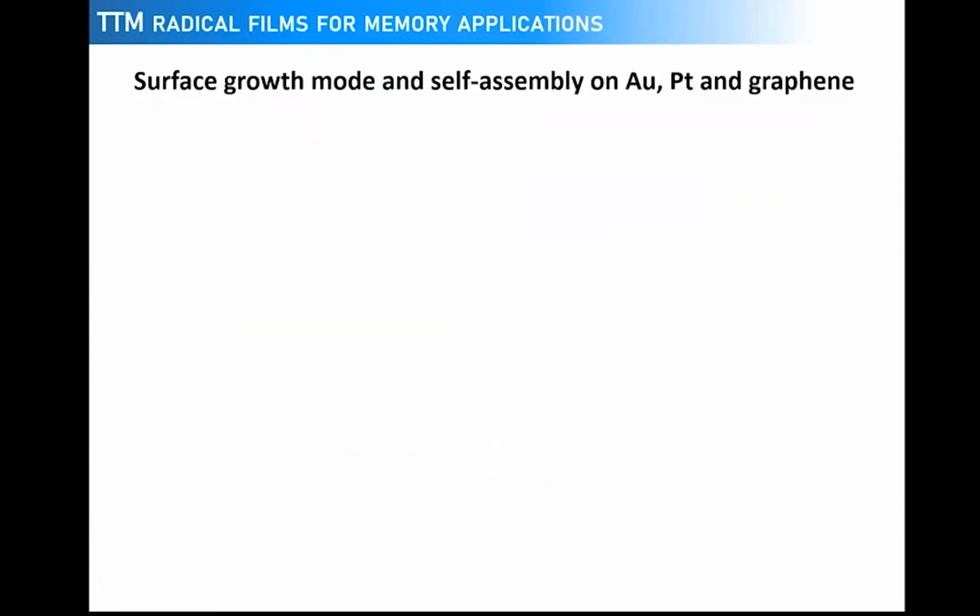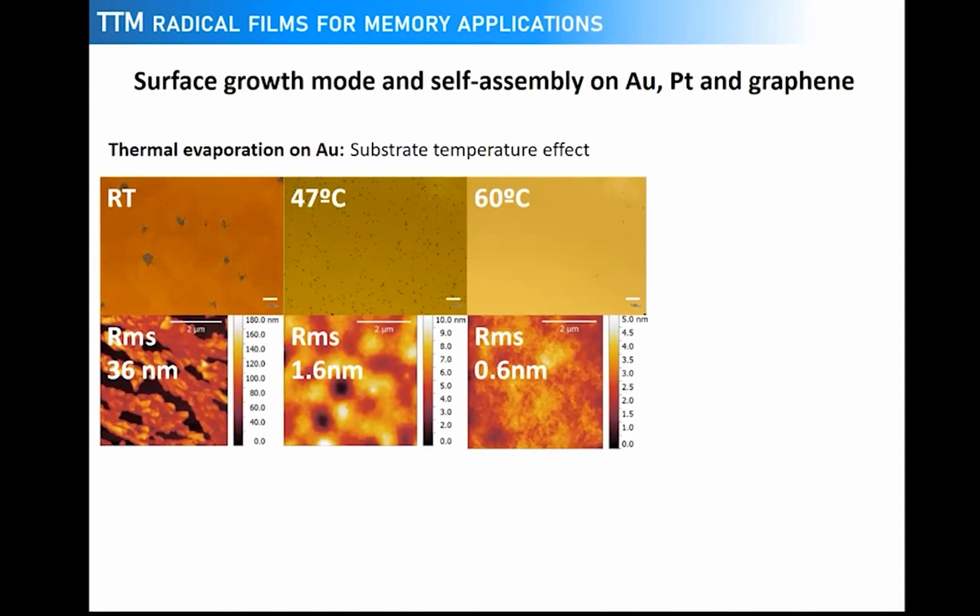So the first thing we did was to investigate the self-assembly of this TTM radical on these different substrates. Gold and platinum were very similar, so I'm showing here only the ones obtained on gold. What we saw first is that when we thermally evaporated this TTM radical on gold, if we keep the gold at room temperature, these dendritic-type structures were formed. But if we played with the temperature of the substrate during the evaporation, we could reach the formation of a very homogeneous film when we kept the substrate at 60 degrees.